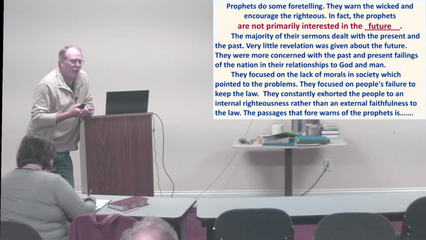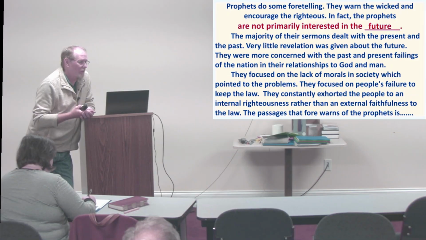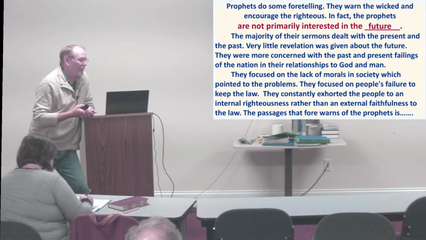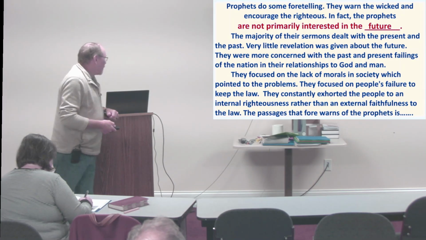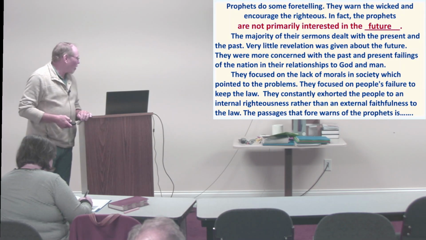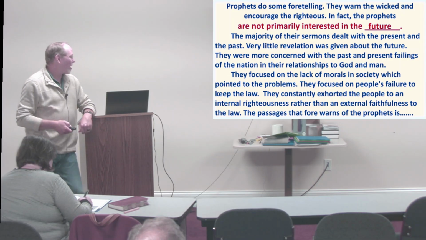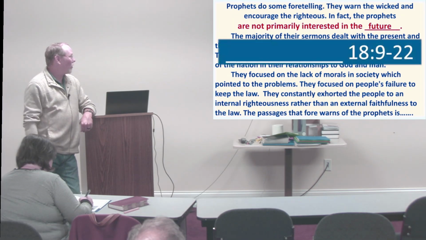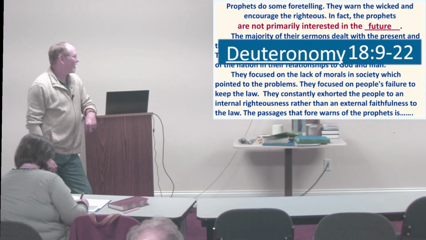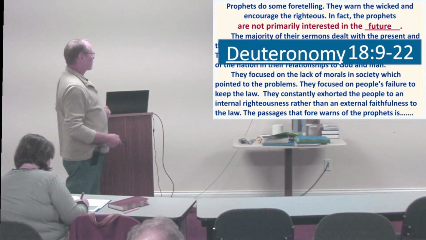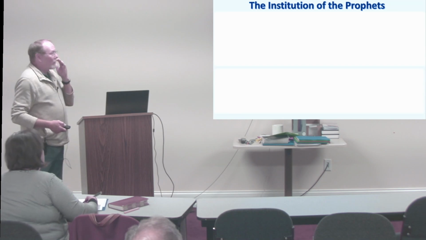I think there's something in the New Testament that talks about this. Whitewashed tombs. Were the Israelites at this time kind of like that? The passage that forewarns of the prophets is, does anybody know, Deuteronomy 18, 9 through 22. Anybody want to read this slide?